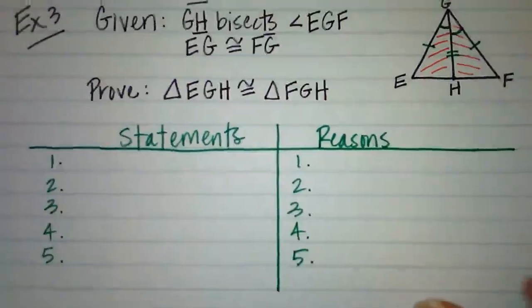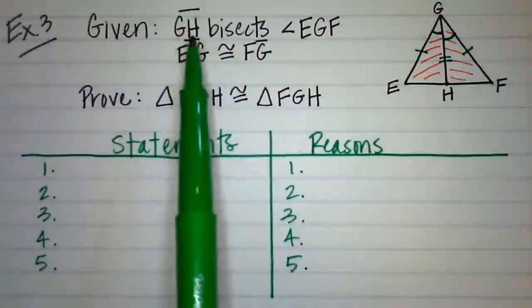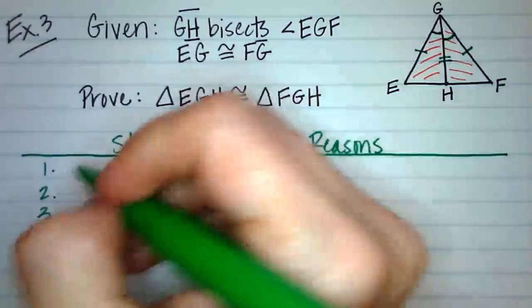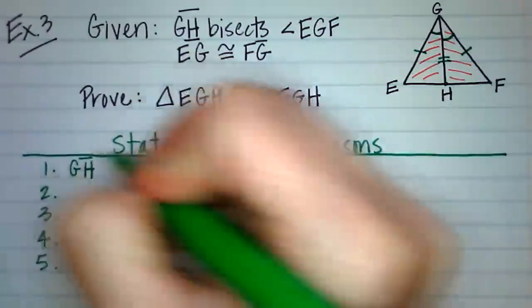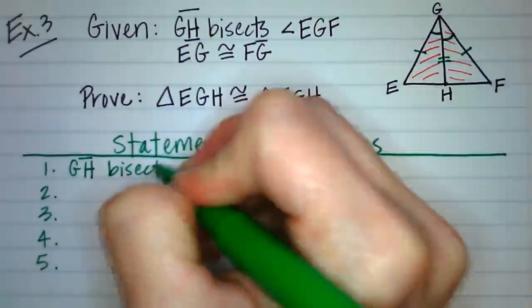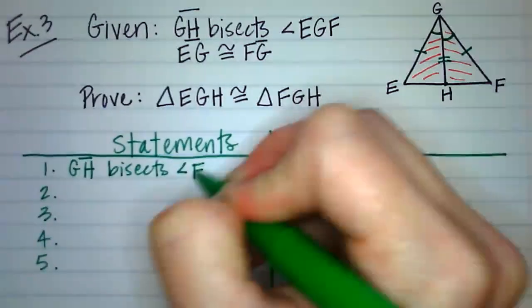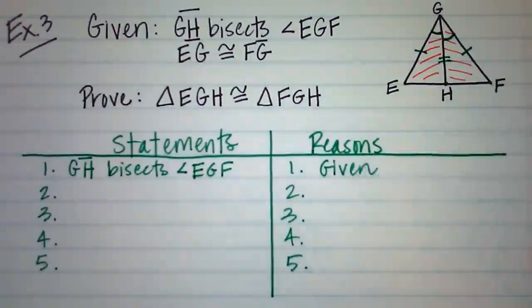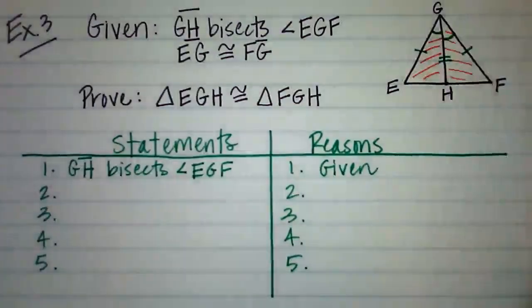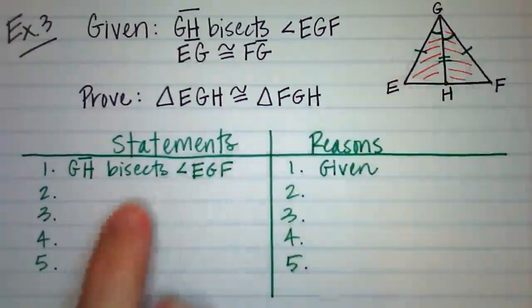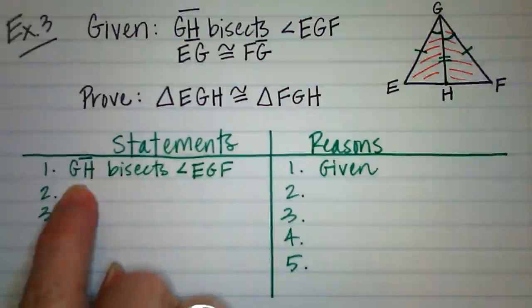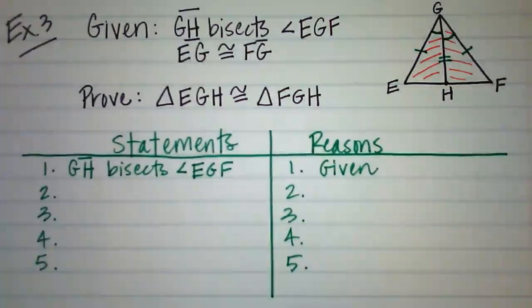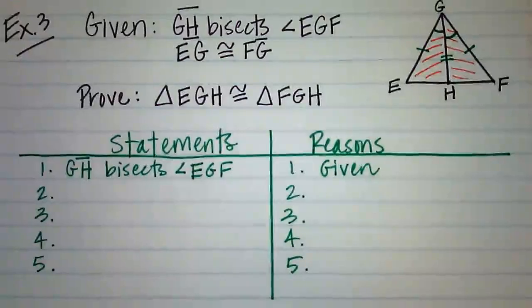Okay, so first thing we want to do is write what we're given. So GH bisects angle EGF. That was given information. Okay. Now, that doesn't tell us that those two angles are congruent. It just tells us that this segment right here cuts this angle in half. So what we need to do now is say that those two are congruent.